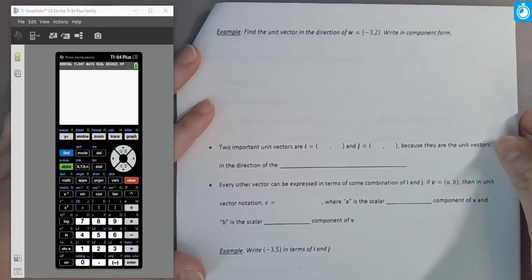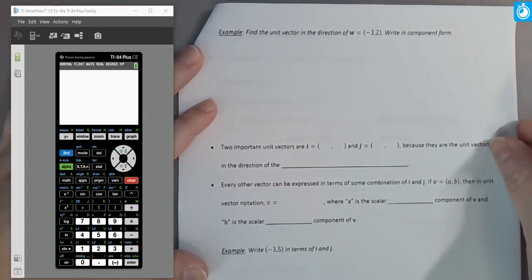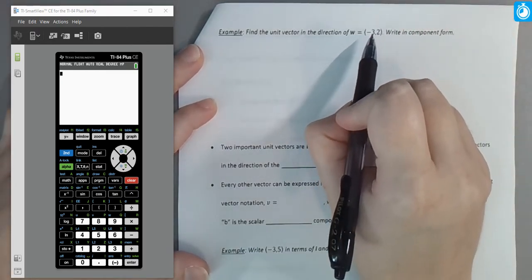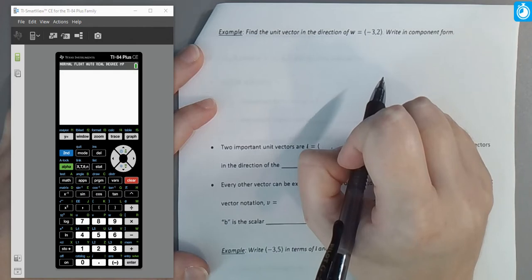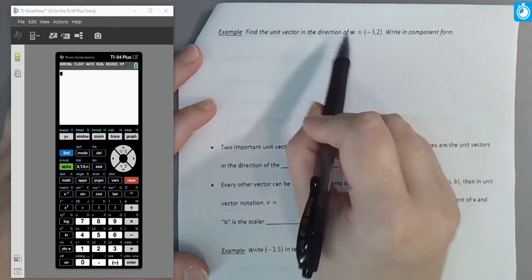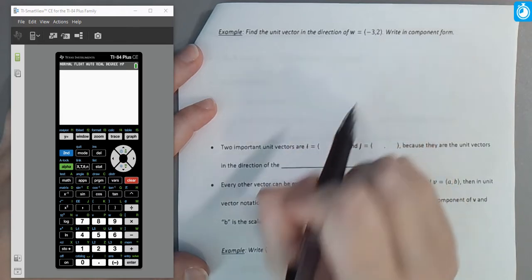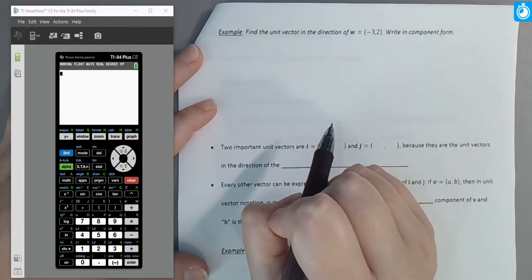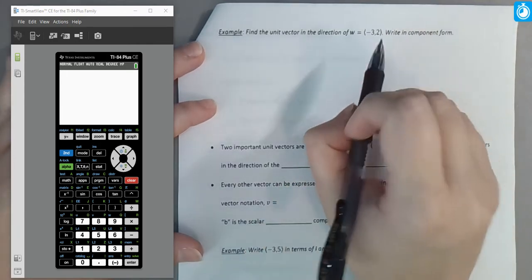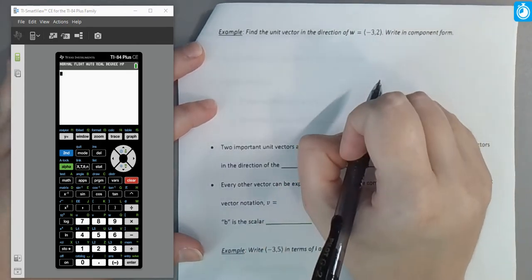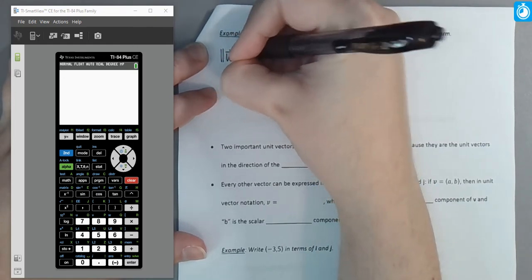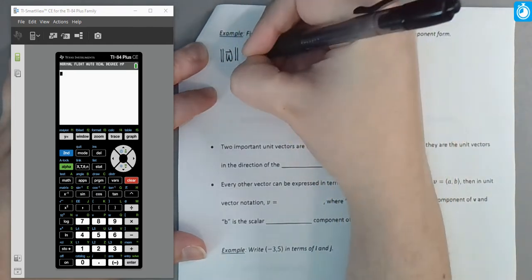Okay, so we have a new vector. We're calling this vector w, and w has a horizontal component of -3 and a vertical component of 2. So we want to find the unit vector that points in this direction but only has a length of 1, and we want to write it in component form. So the first thing we need to know is how long is the actual vector we're looking at. In other words, what is the magnitude of the vector w?